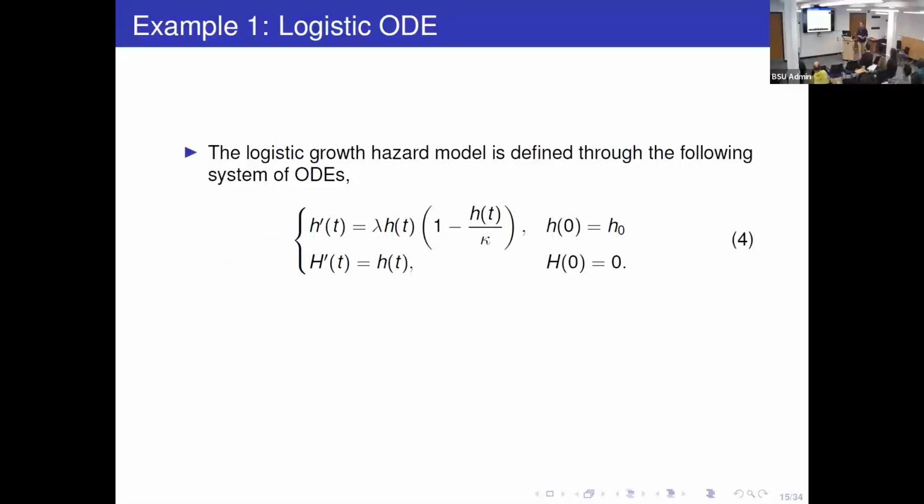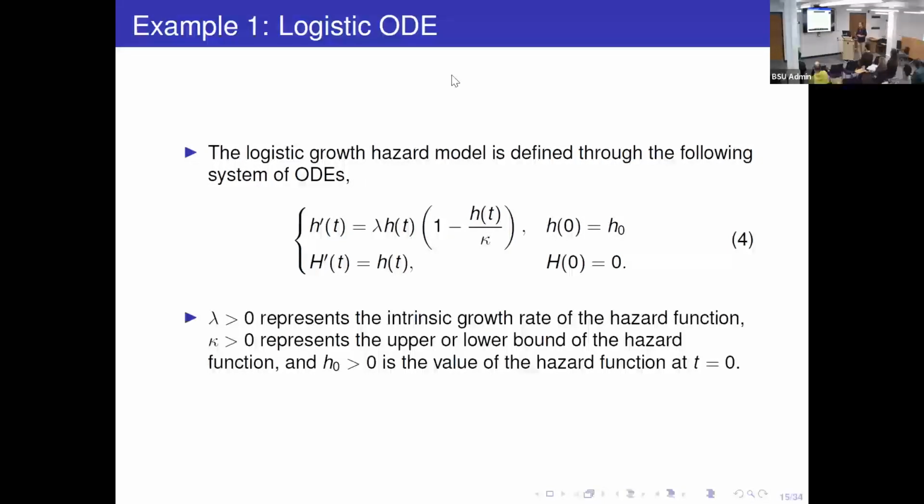So the simplest example using our formulation is, we need a model that has a positive solution. So the natural candidate is a growth model, either a population growth model or any type of growth model. You just plug it in there and you are going to get a positive solution. And the simplest growth model is the logistic growth model. So that's exactly what we are doing here. We have the logistic ODE here, an additional equation that we are adding to retrieve the cumulative hazard, and then we also have some initial conditions.